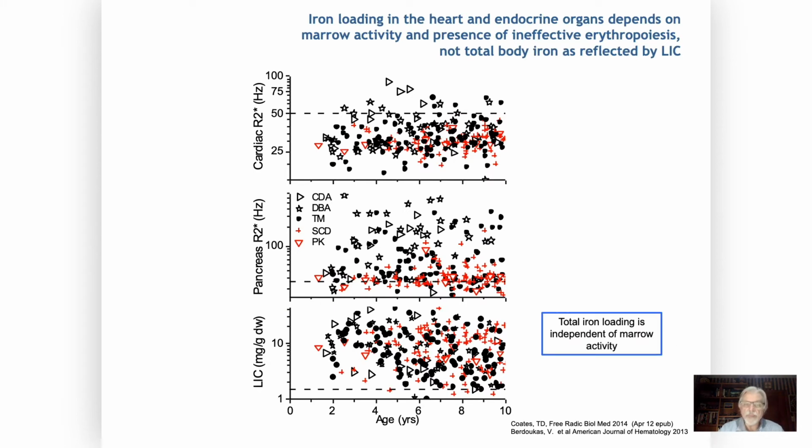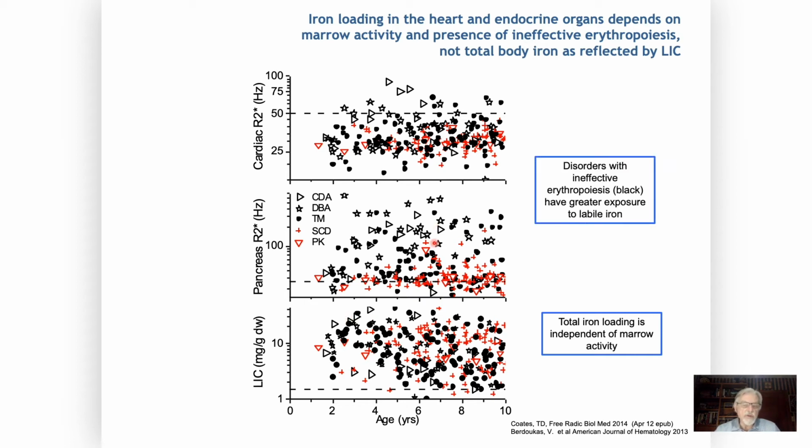To drive this story home a little bit farther here, we've plotted the liver iron here, the pancreatic iron and the cardiac iron on the y-axis. Remember, pancreas and heart only load when there's circulating non-transferrin bound iron. You can see that the patients in red are patients with sickle cell disease who have very active, effective bone marrows. They're making tons of red cells, whereas the patients in black, particularly thalassemia major, are very ineffective, and they are not making red cells very well.